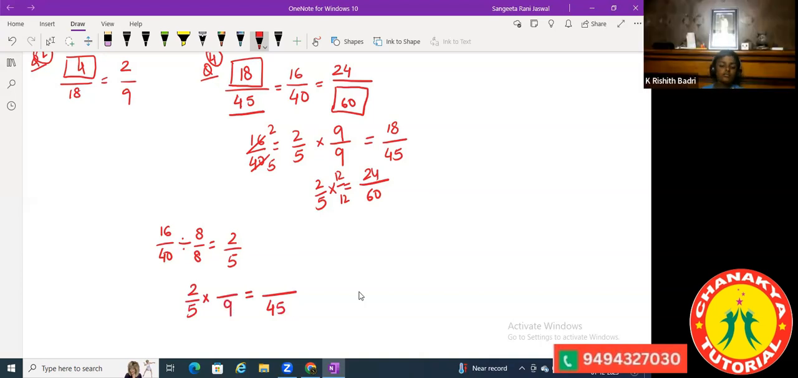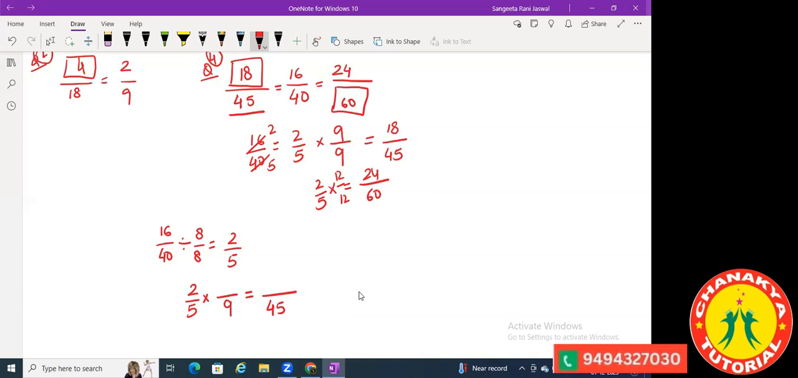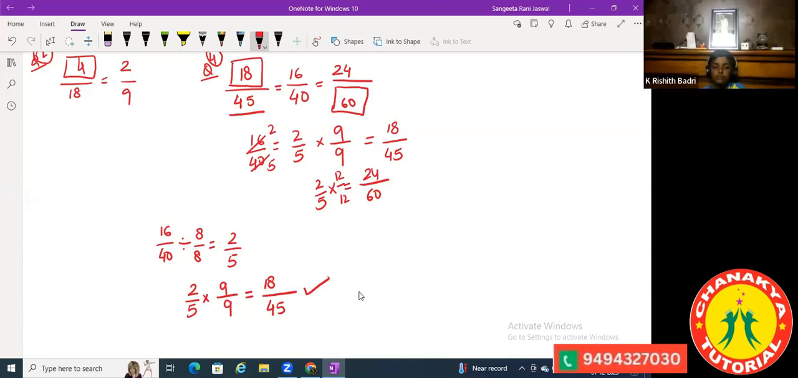Whatever you divide in the numerator, you multiply in the denominator, and the same thing you multiply in the numerator also. So you get 18 here. So in my first ratio, I get 18 by 45. Got it? Yes, ma'am.